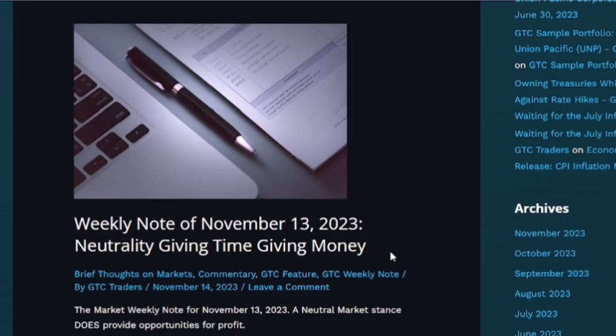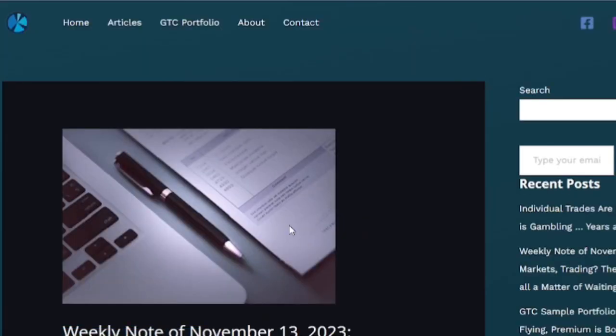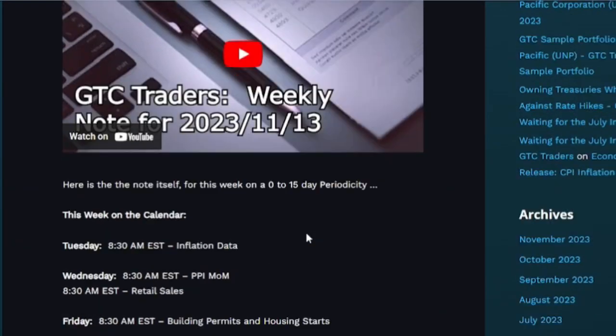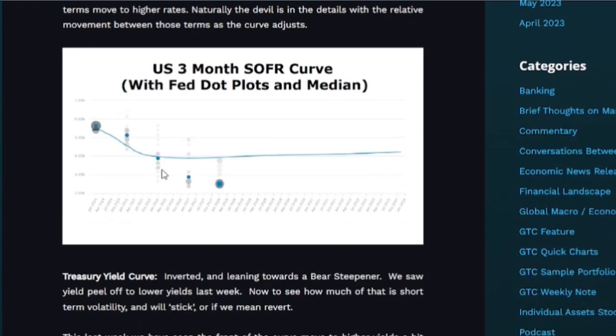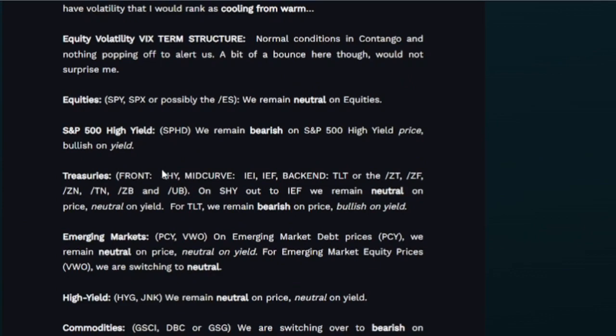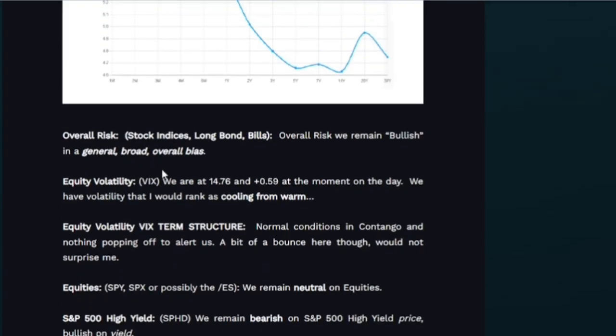And we thought, hey, how about we just make this real easy on ourselves? How about we just copy and paste our weekly note from our private proprietary firm and put it over here on GTC Traders. So that is what we do. And the article itself usually has all of the different thoughts as far as the economic calendar for that week and what we see in interest rates and various markets.